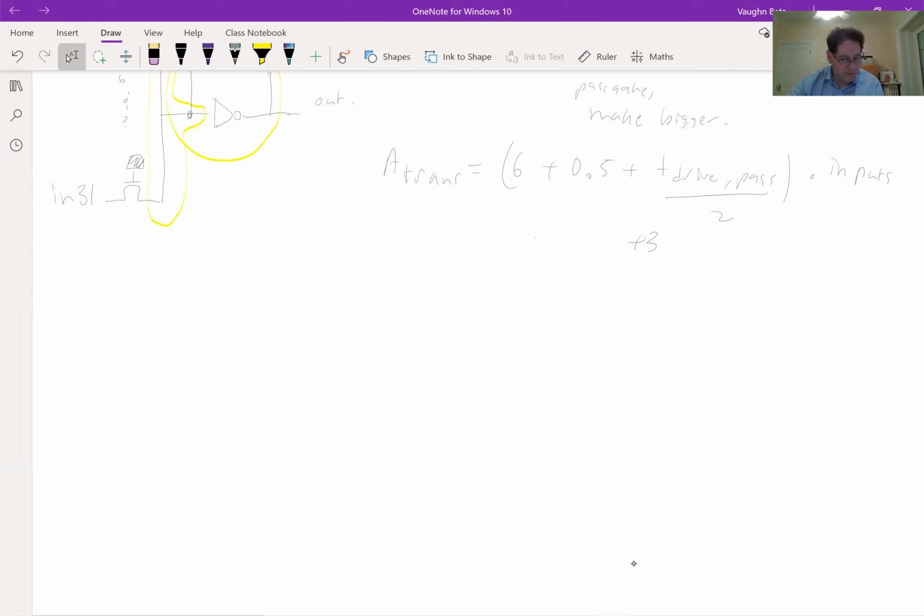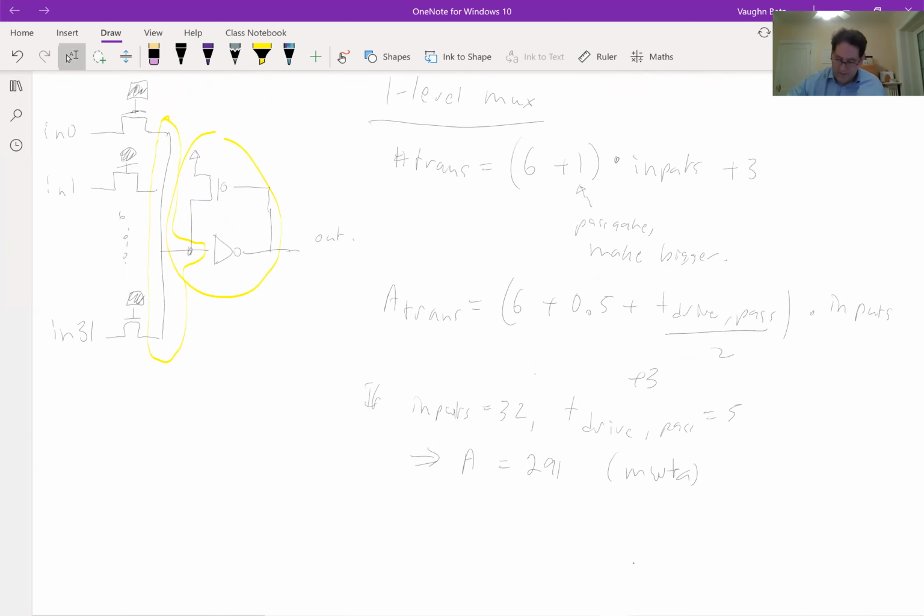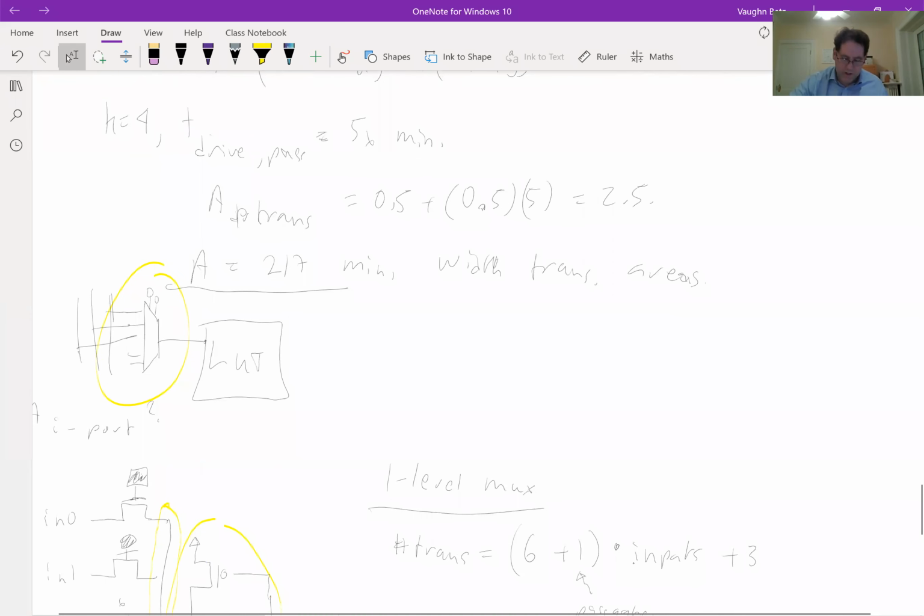Okay, so I plugged some numbers in for this. If I say the number of inputs to my routing mux is 32, and I make the drive strength of the pass transistor equal to 5 times minimum, then it implies my area is equal to 291 of these minimum width transistor areas. Which seems pretty big. So let's circle that number. That's the area of one of these muxes.